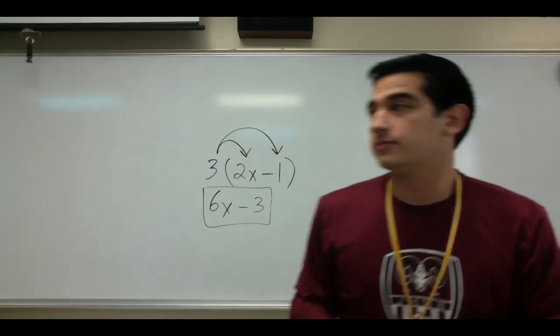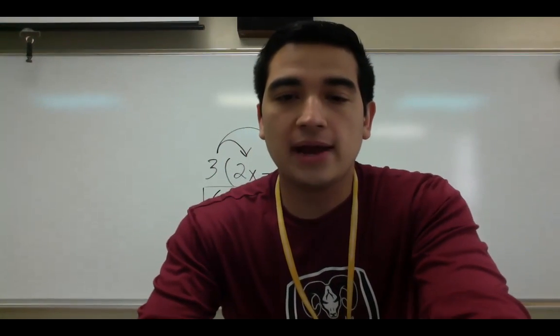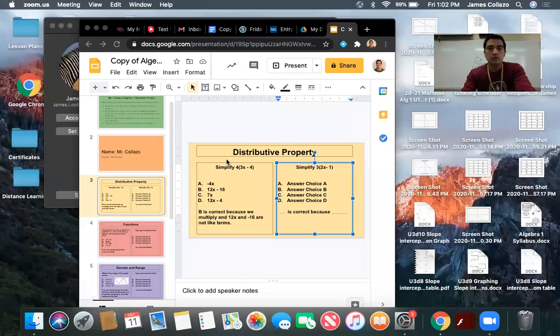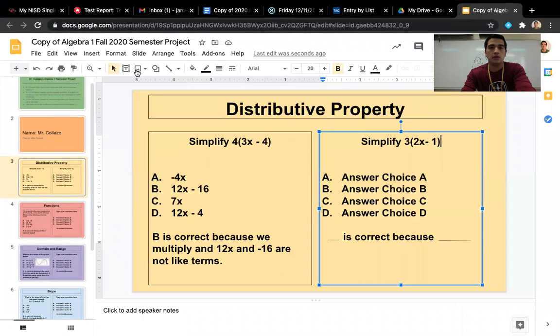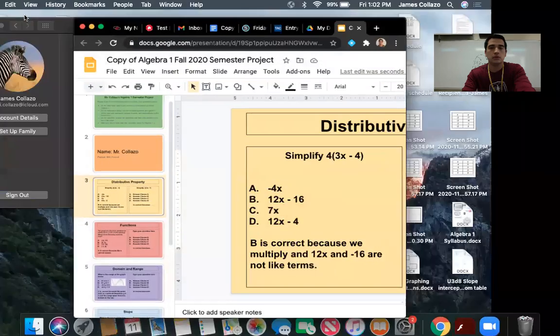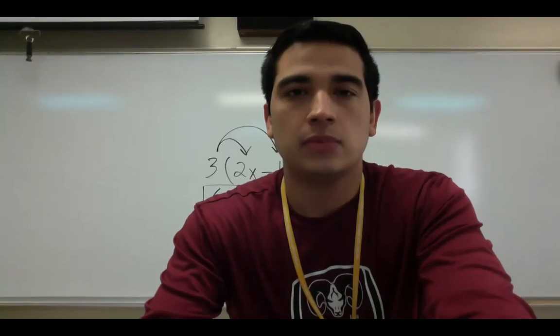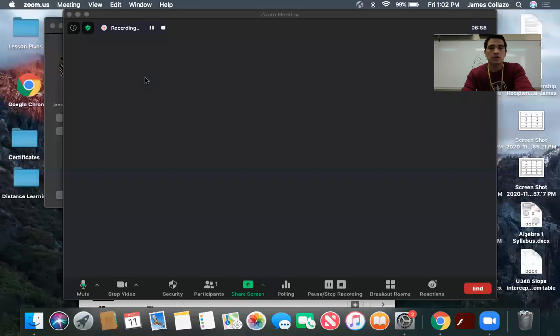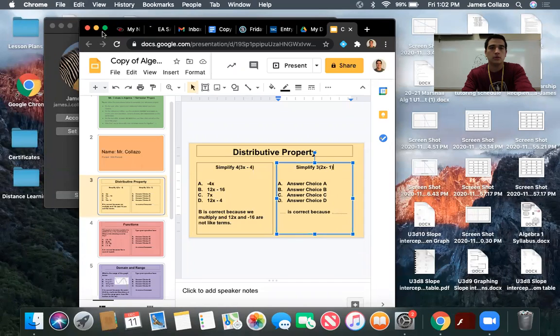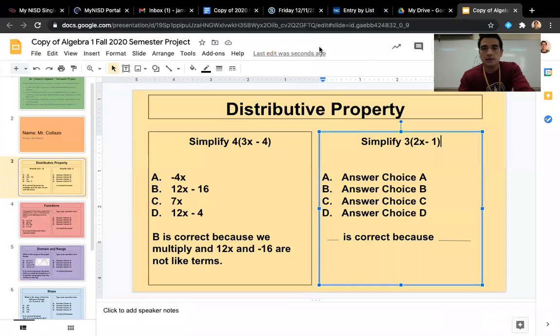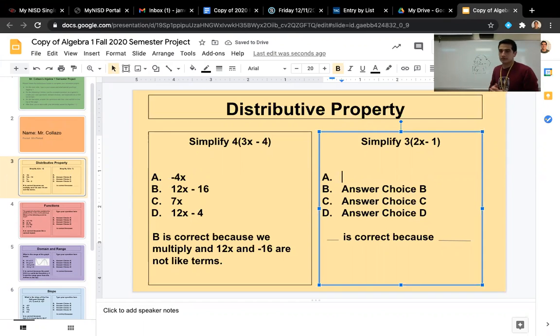So then what you'll do is we'll go back to Schoology and, hold on. I think I messed up. There we go. And we'll change the first answer choice to the right answer choice, right? You don't have to always pick A, but you could pick A. So 6x minus 3, so we write 6x minus 3, right?